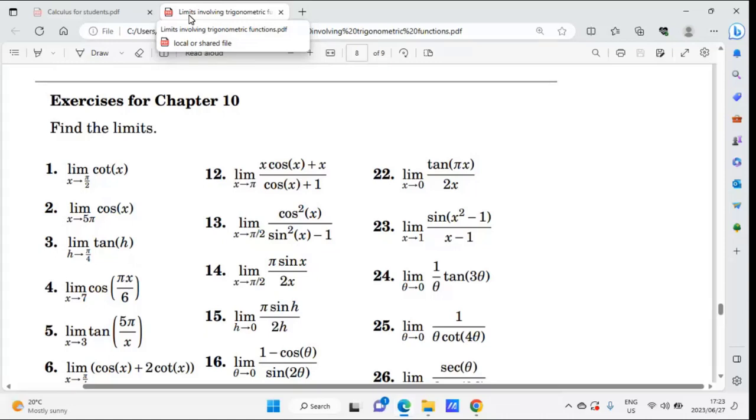I said the limit of pi over 2 cos pi x multiplied by the limit of sine pi x over pi x. And then after that, I know that the limit of sine pi x over pi x as x approaches 0 is 1, and then I substituted x in cos pi x, which is why I got pi over 2x. Yeah, okay, it's fine.